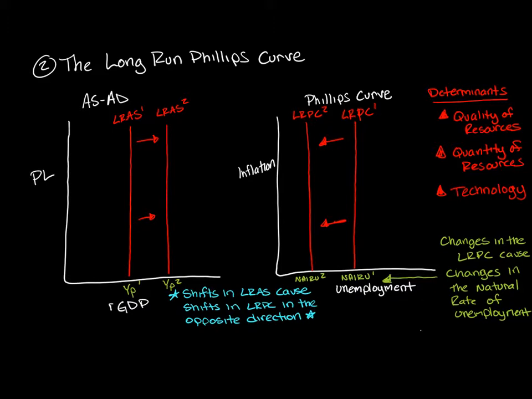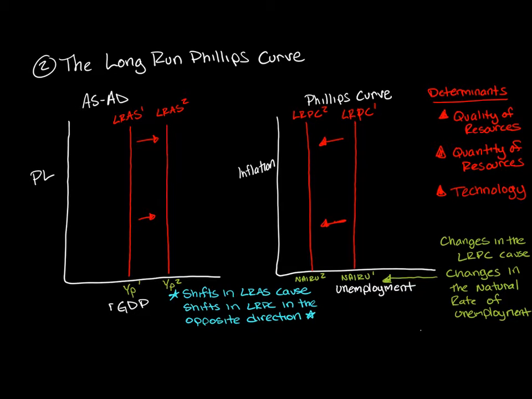Now, taking a look at what I've written here in green, we also have a couple of additional pieces of information that are super important that we can get from the long-run Phillips curve. So you may recall that the point where the long-run aggregate supply curve intersected with the x-axis we called YP or YF, meaning potential GDP or GDP at full employment.